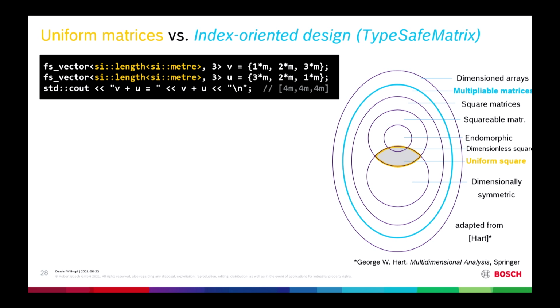What I am aiming at, on the other hand, with type-safe matrix is to model this second, outermost blue oval, which is a much, much larger problem space. It can model all multipliable matrices. And as we will now see on that slide, even inside the gray area here, type-safe matrix is able to model the problem space much more accurately and prevents the majority of mathematically incorrect operations that are not preventable with a uniform matrix approach.